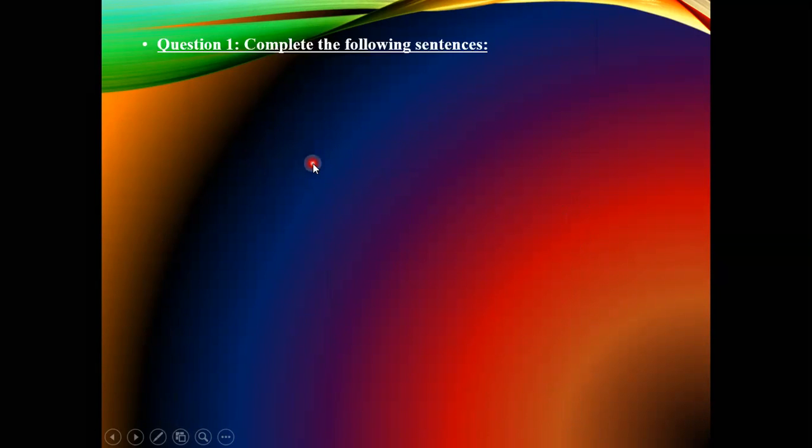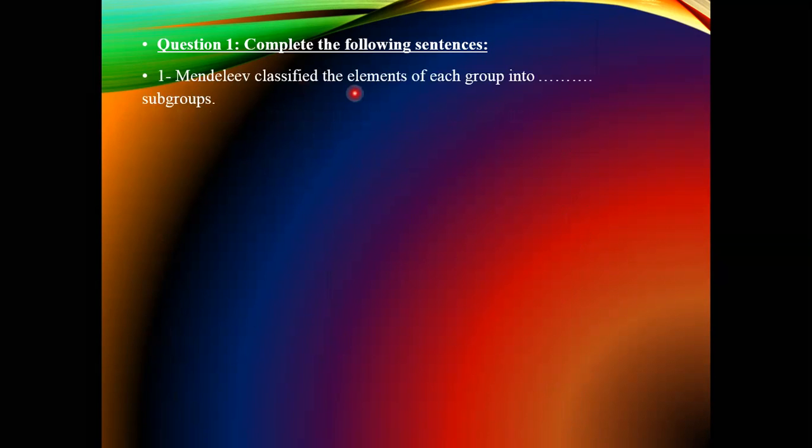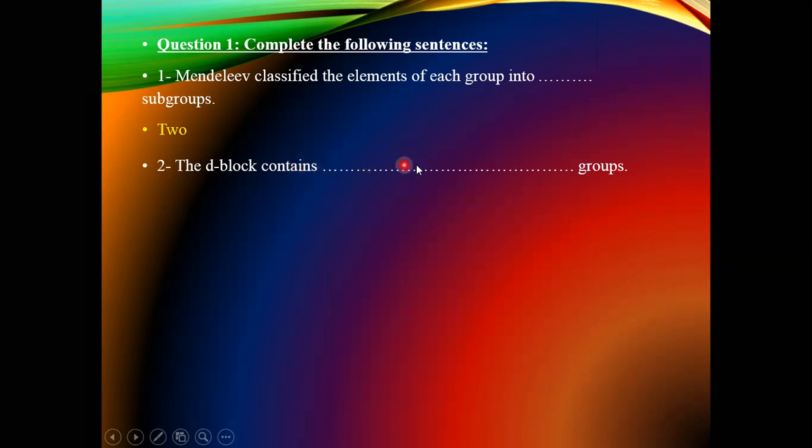Exercises على الجزء اللي احنا عملناه عشان نشوف هنعرف نجاوب ولا لا. Complete the following sentence: Mendeleev classified elements، احنا بنتكلم على lesson كله دلوقتي، in each group into how many subgroups؟ هنلاقيهم two subgroups اللي هم A and B. طيب the D block contains how many groups؟ D block مكانه فين؟ In the middle of the periodic table. يبقى how many groups؟ اسمهم transition elements اللي هم 10 groups.